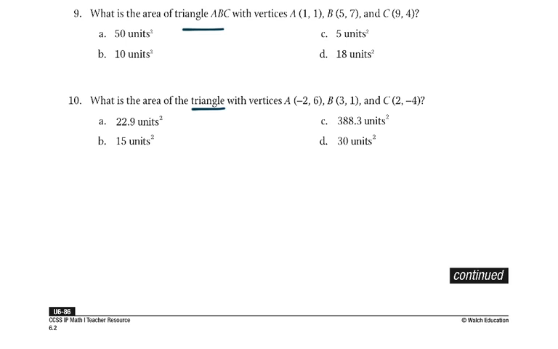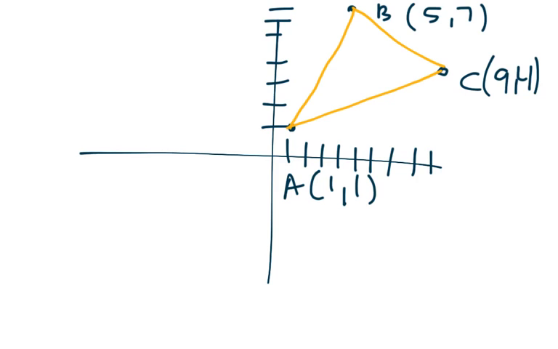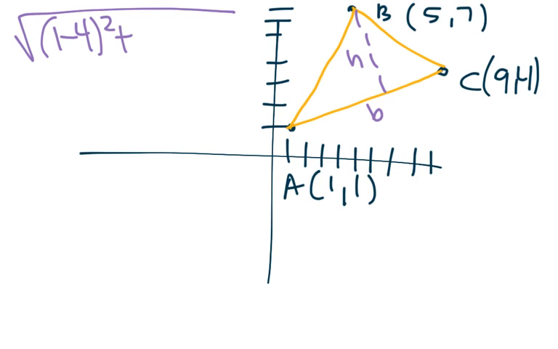Alright, so now 9 and 10, we're dealing with two triangles here. Alright, so our triangles. Let's take a look at those. So here's our first triangle. Okay. Now the problem with triangles is we need to find this height and this base. Okay. So the base would be easy. We just find the distance of that point AC. So I go 1 minus 4 squared plus 1 minus 9 squared.